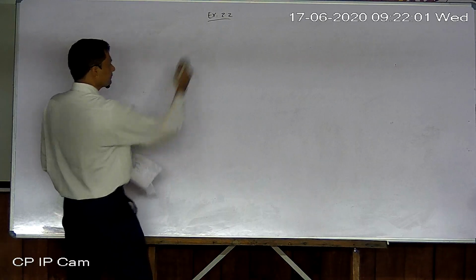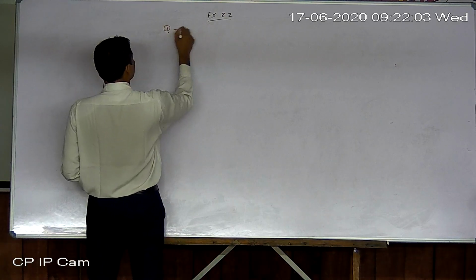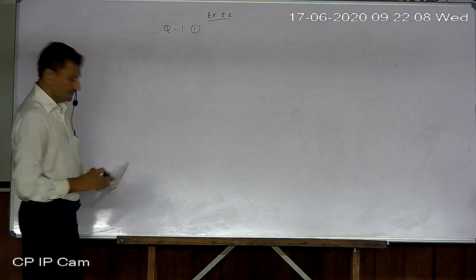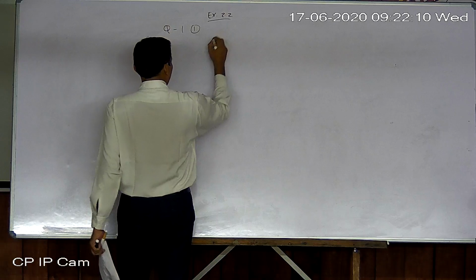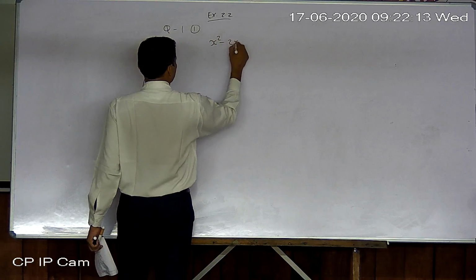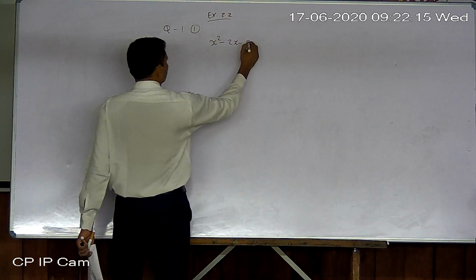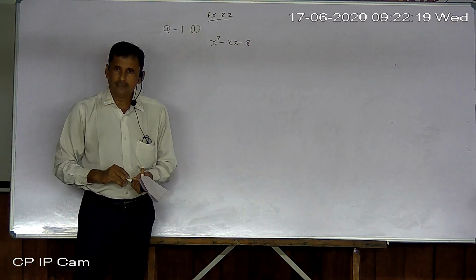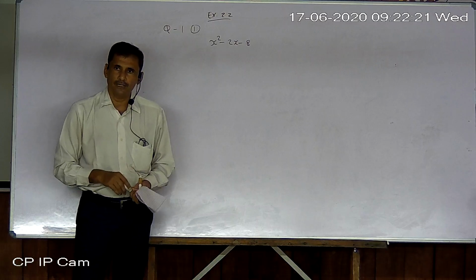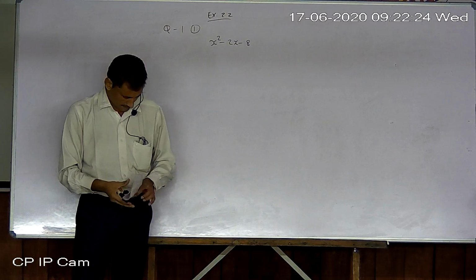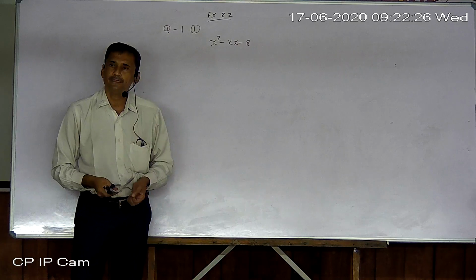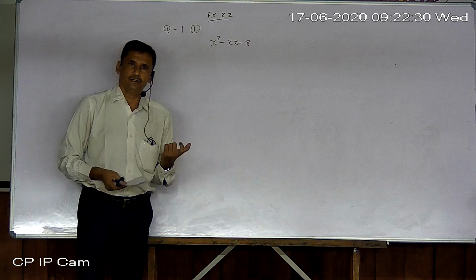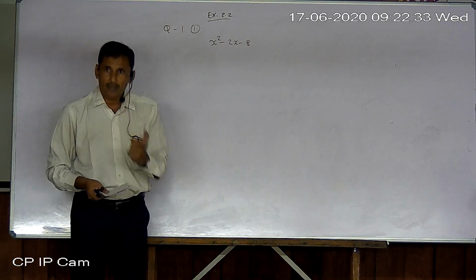Now, first question number 1, there is a given x square minus 2x minus 8. What is the instruction? In the instruction it was given to find zeros of the given polynomial, and then verify the relation between zeros and coefficients.